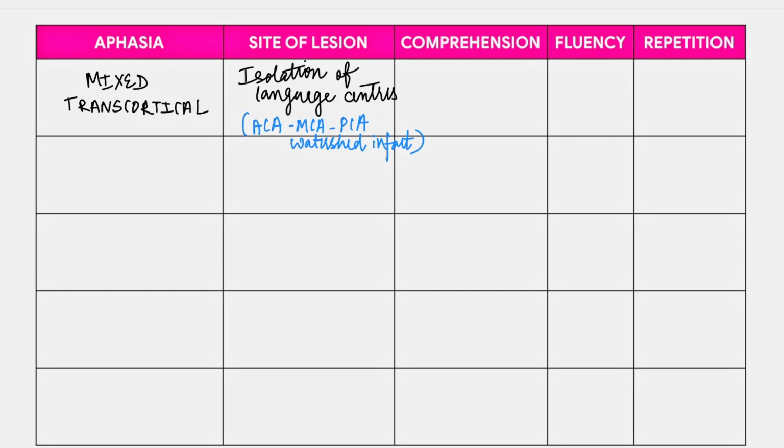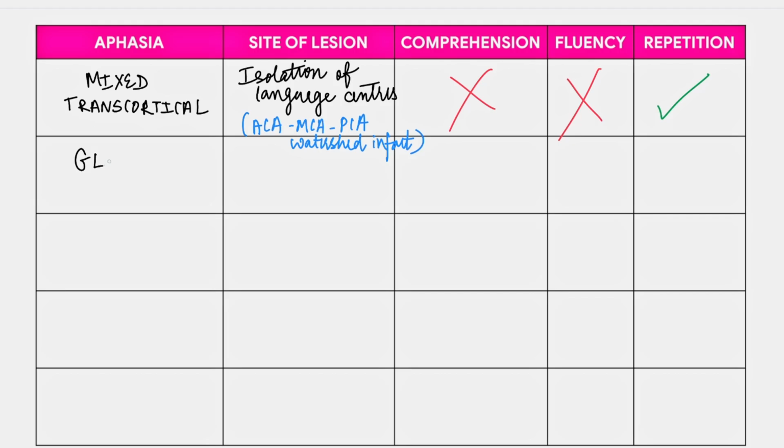Okay, so here there won't be any comprehension because the impulse towards the Wernicke's area is lost. There won't be fluency because the impulse from the Broca's area is also lost. But there'll be repetition because again, Broca's, Wernicke's, and arcuate fasciculus are spared.